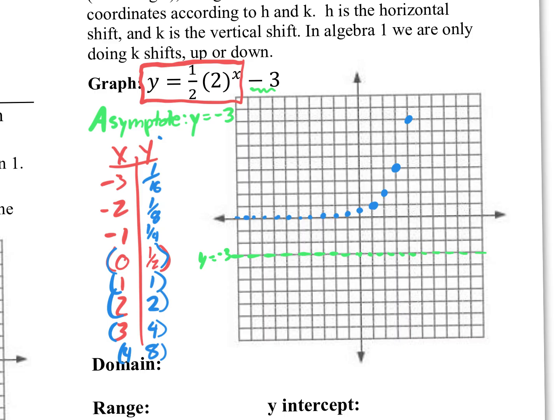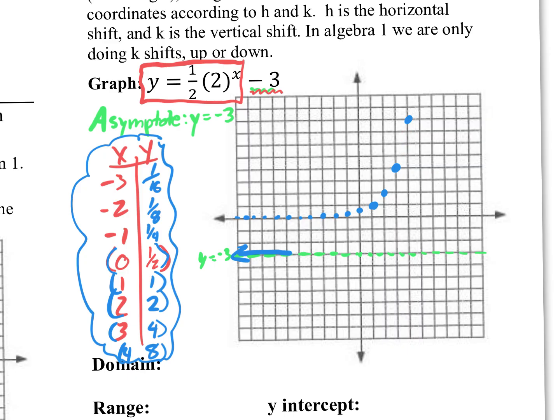So this is what I would want you to do. Get these points, and then after that, transform or shift your graph according to your k value, which in this case is -3. In other words, you're going to shift all of these points down 3 units. So where it looks like it infinitely approached the x-axis, it's now infinitely going to approach the y equals -3 line, the asymptote. So we're going to draw a line down here on the asymptote, and we're going to take each one of these points and move it down 3 units because the k value is -3.